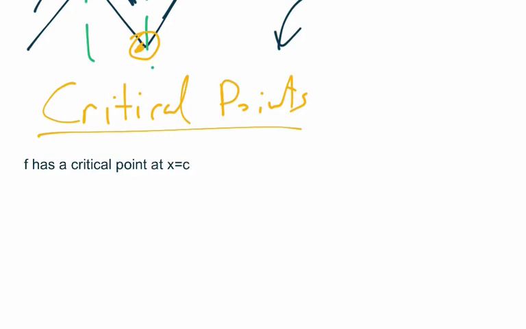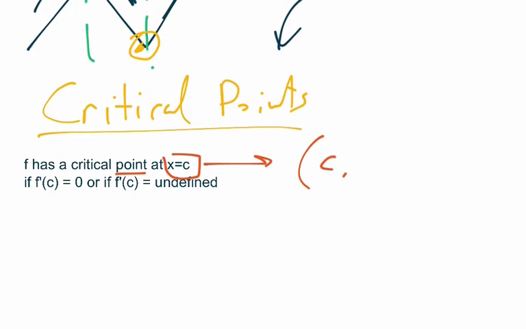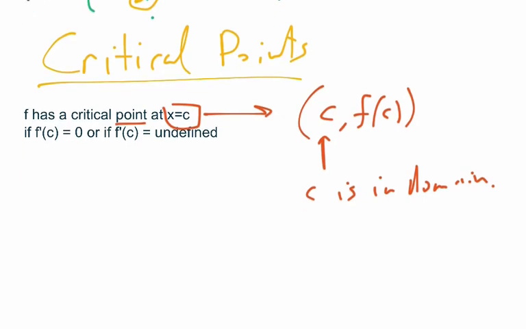At x equals c, if f prime of c is 0 or if f prime of c is undefined. And I will also note that because it's a critical point at x equals c, this implies that there is a point (c, f of c) on the function, and it also requires that c is in the domain of the function. So we might get values that seem like they're critical points, but they're actually not critical points because they're not points on the function.